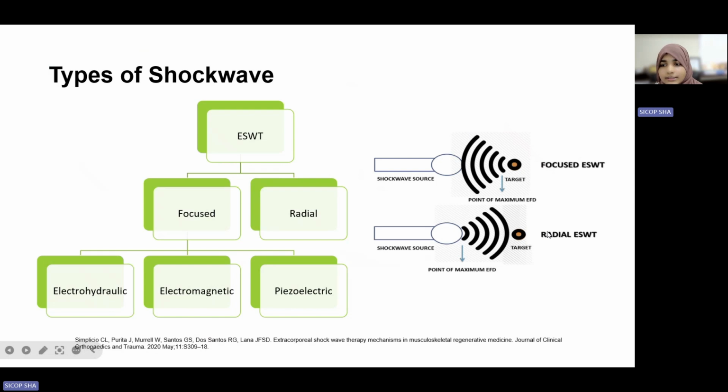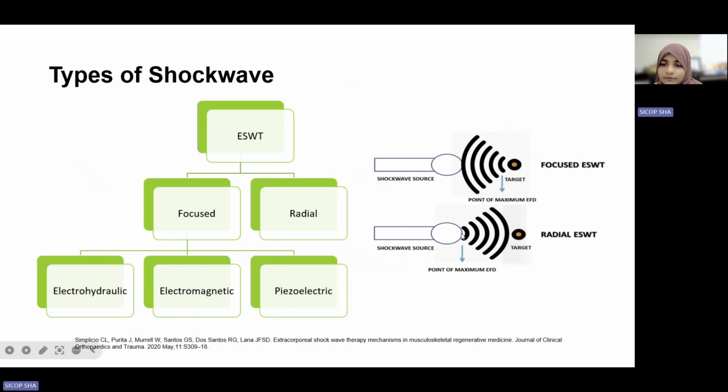In another there is radial shockwave. So we have a shockwave source, the waves which are generated, and the target tissue. By seeing this diagram, we can see that once the waves leave the source head and go to the targeted tissue, the waves get concentrated here. That means there is a point of maximum energy flux density. So it helps in focusing the shock waves on the targeted tissue.